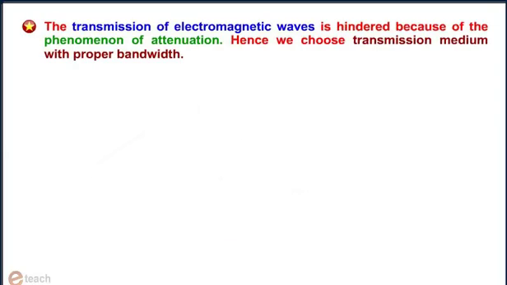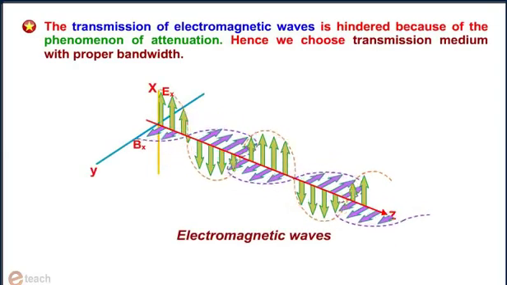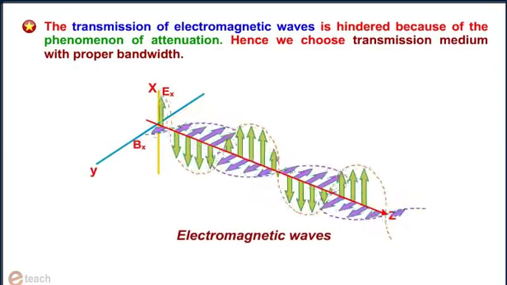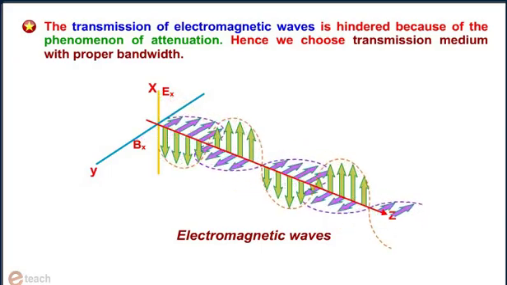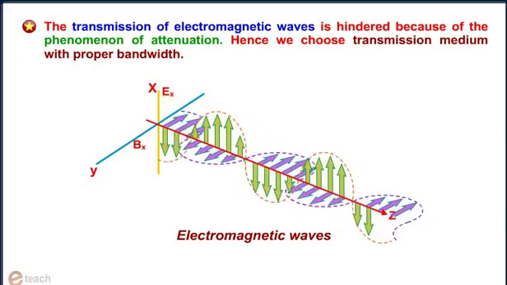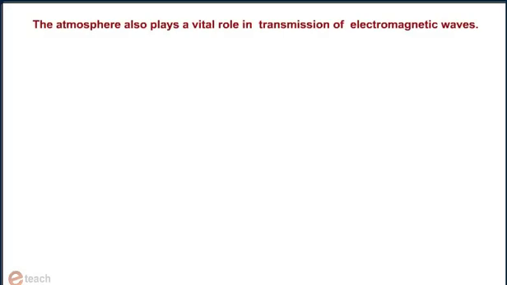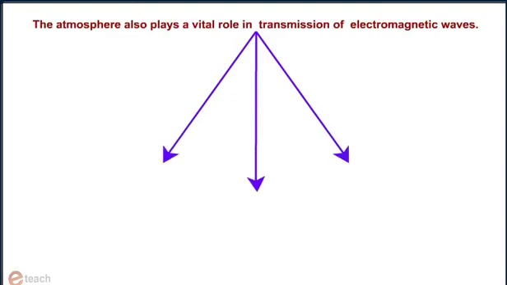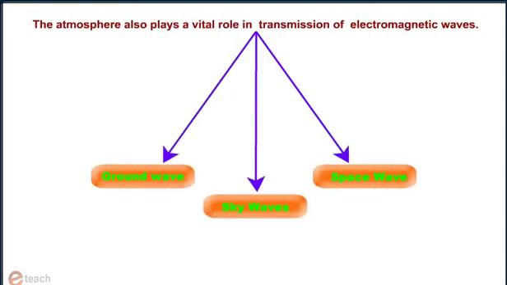Propagation of electromagnetic waves. The transmission of electromagnetic waves is hindered because of the phenomenon of attenuation. Hence, we choose to transmit in a medium with proper bandwidth. The atmosphere also plays a vital role in the transmission of electromagnetic waves. From this, there can be three types of electromagnetic waves: ground wave, sky wave, and space wave.